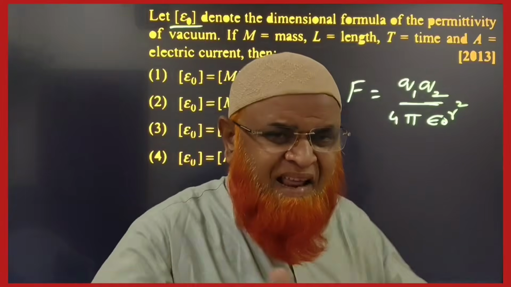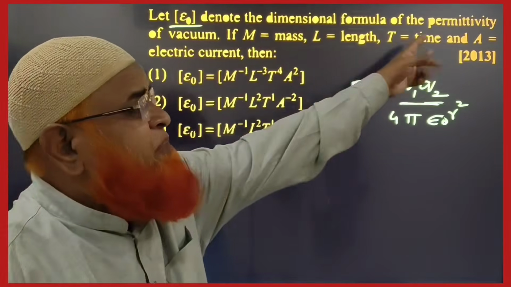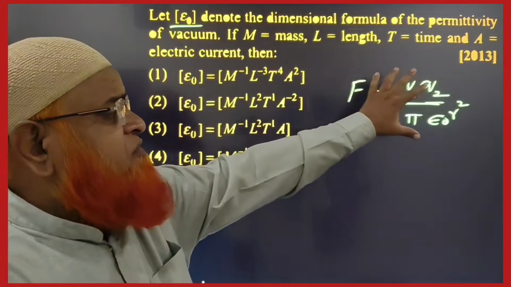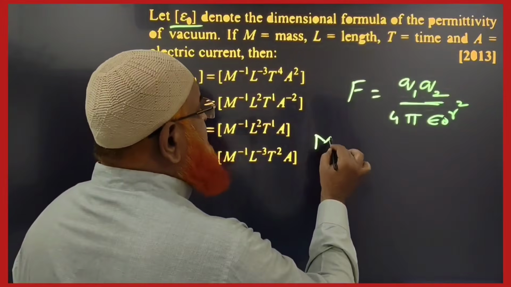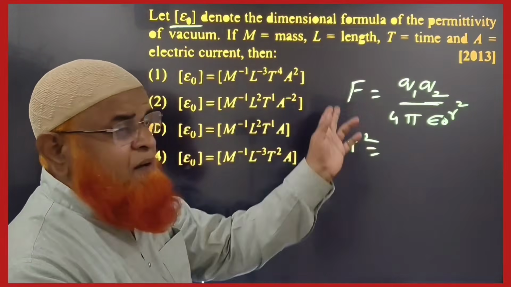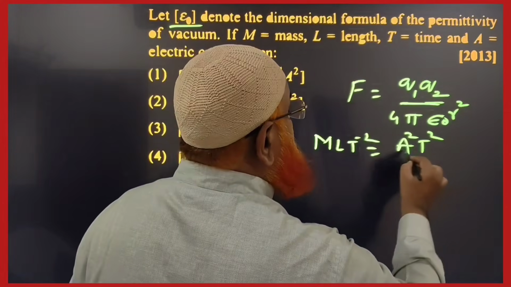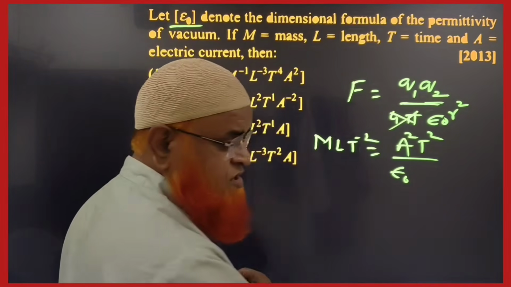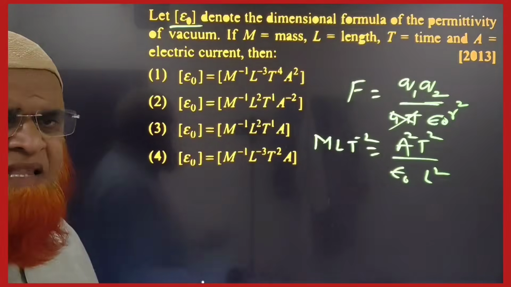Simple way. My dear students, how can you find the dimensional formula for physical quantities like permittivity? It feels tough, but I've got a simple technique. Write the formula for force in terms of permittivity, and substitute the dimensions. Force is m L T power minus 2. Q is charge, and charge is current into time, ampere into time, that means A T. Another Q is also there, so A square T square. 4 pi does not have any dimension. Epsilon naught is what we have to find, and R is L square. Just simplify and get the answer.